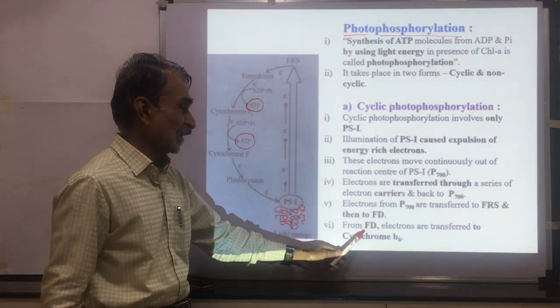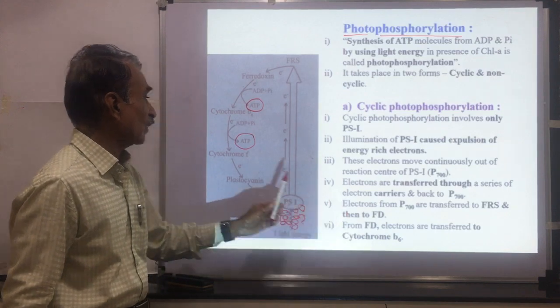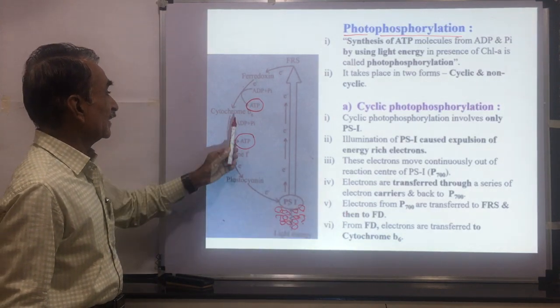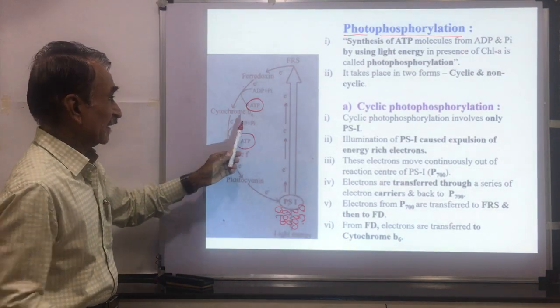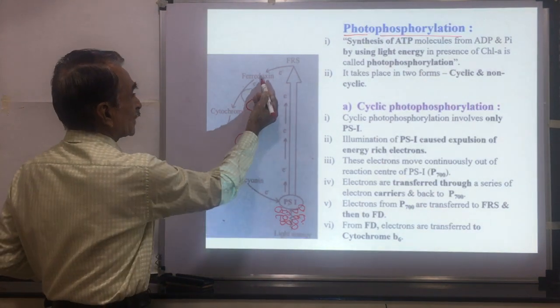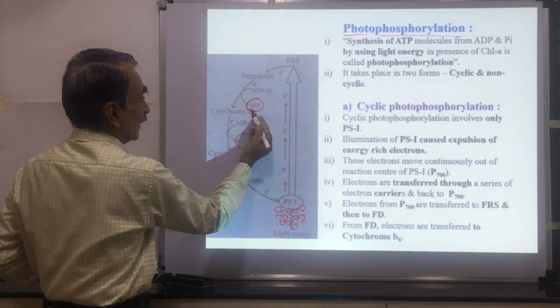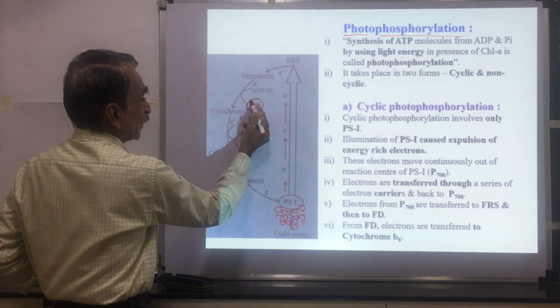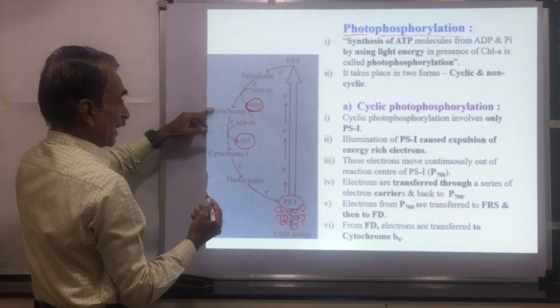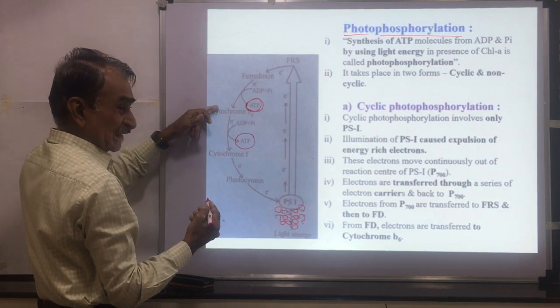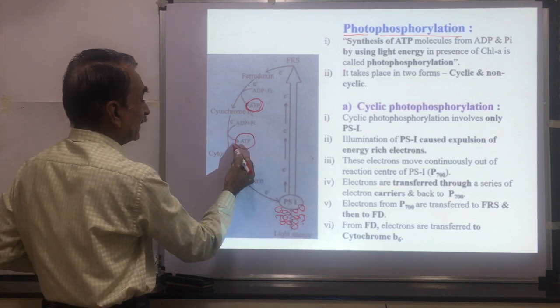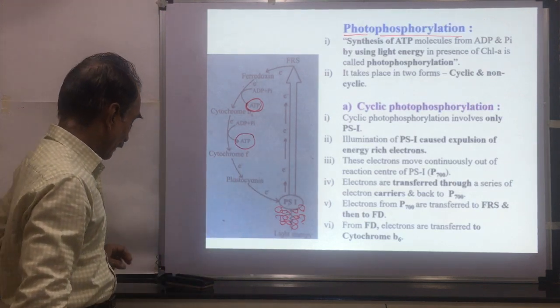From FD, ferredoxin, electrons are transferred to cytochrome B6. This is the cytochrome B6. During the transfer of electrons from ferredoxin to cytochrome B6, energy is lost, which is used for the formation of ATP molecule. From cytochrome B6 to cytochrome F, again there is formation of one ATP molecule.